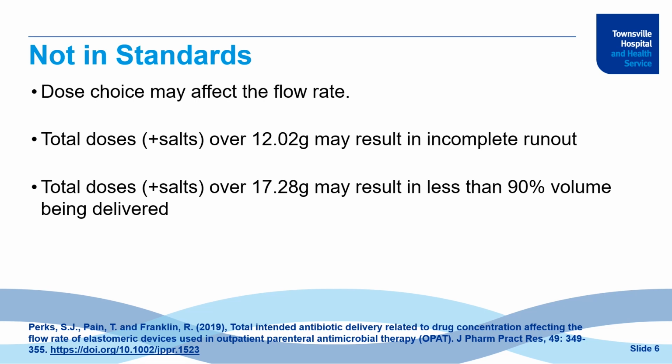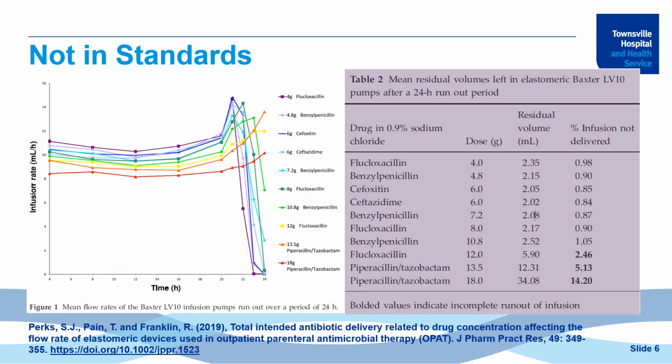Something that's not in the standards that I'll quickly touch on is the choice of the dose. Now, this is not really relevant to meropenem and the very low dosing antibiotics, but once you go over 12 grams, we start to find that we get incomplete run out with some of the infuser devices, and certainly over 17.28 grams. There's an equation from this paper that's referenced down the bottom where less than 90% of the volume actually gets delivered, and we were finding this off the back of infusers being returned by patients with a little ball bubble of fluid still in them.